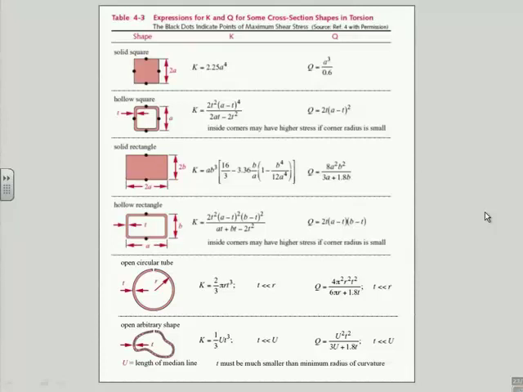And again, there are other references that have dozens of these tables for different shapes. To find it for a given arbitrary shape is an integration job, which is a bit tedious and messy. So the simple shapes have been done for you. So you can pull the K's and the Q's out of a table like this, get into the formula, and get your results.